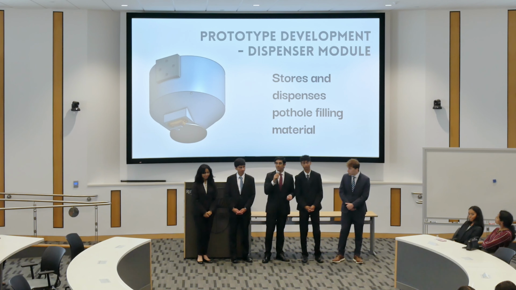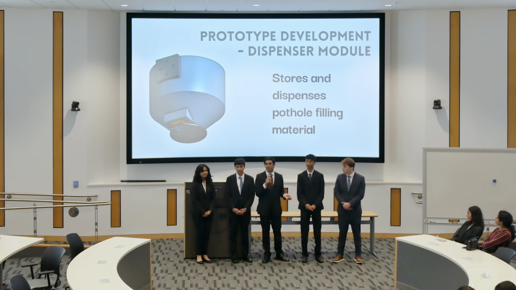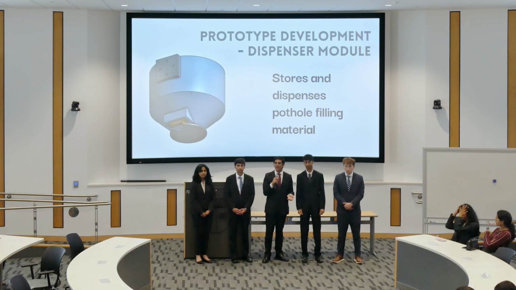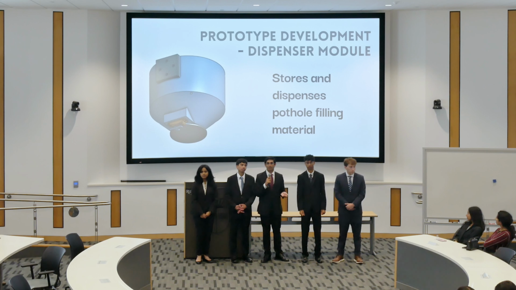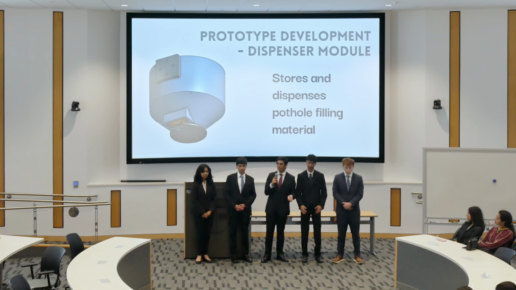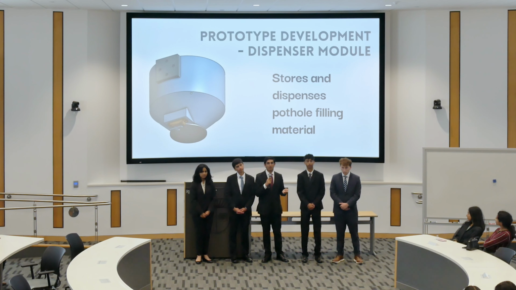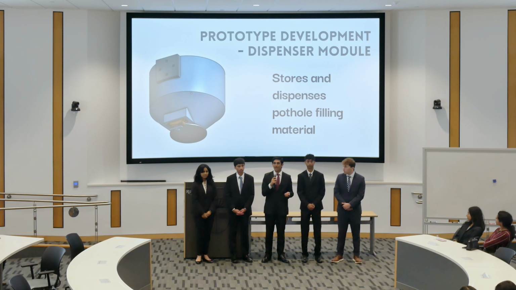As Saanvi mentioned, once the prototype detection module read the pothole, it went over to the dispenser module. The dispenser module stores and dispenses our pothole filling material. It contains a funnel and a servo, which is the yellow thing you see at the bottom of the screen on the left. Using that servo, the cap is able to spin, allowing the pothole dispensing material to fill the pothole.